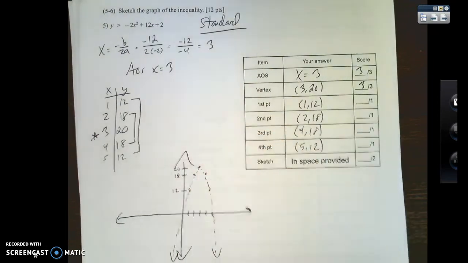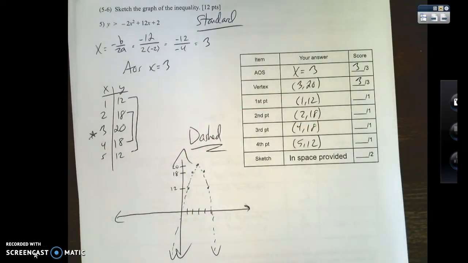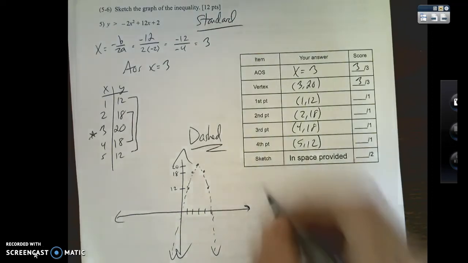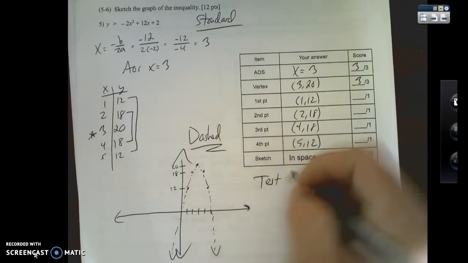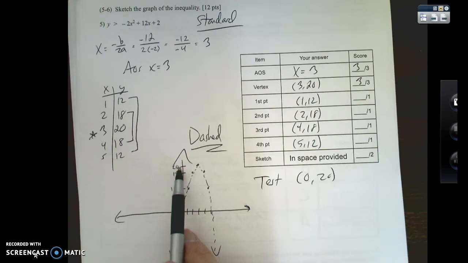It's a dashed line, okay? Dashed line, very important. Now, we have to do a test point. Be careful, okay? Clearly this graph is very close to (0, 0). I'm not quite sure which side (0, 0) is on. So I'm going to test something like, I don't know, (0, 20). Why? Because it's way up here, all right?